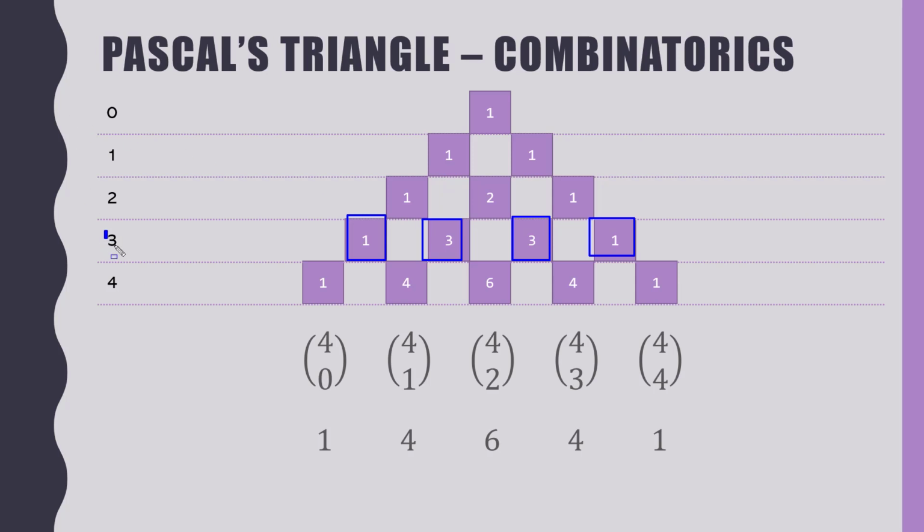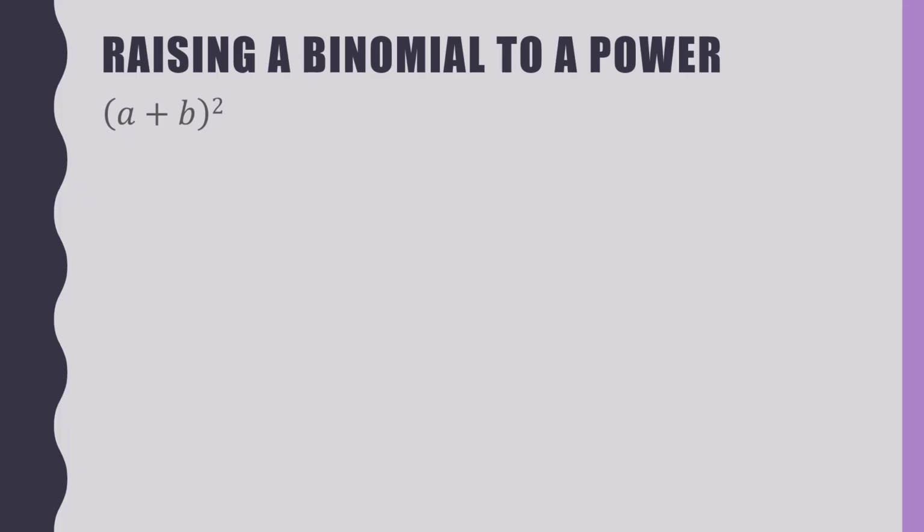3 choose 0, then 3 choose 1, 3 choose 2, 3 choose 3. Okay? 2 choose 0, 2 choose 1, 2 choose 2. 1 choose 0, 1 choose 1. That holds infinitely in the triangle. To infinity and beyond! Why is that interesting?